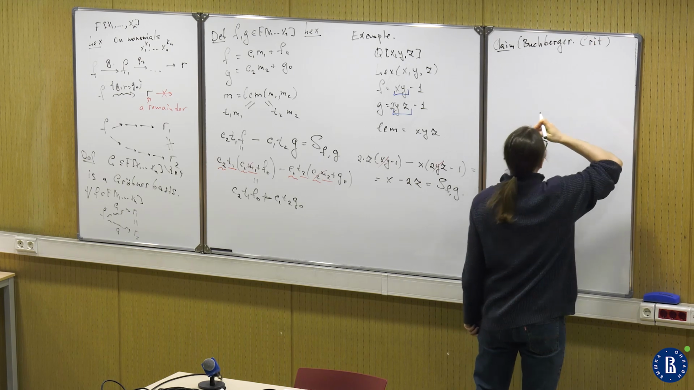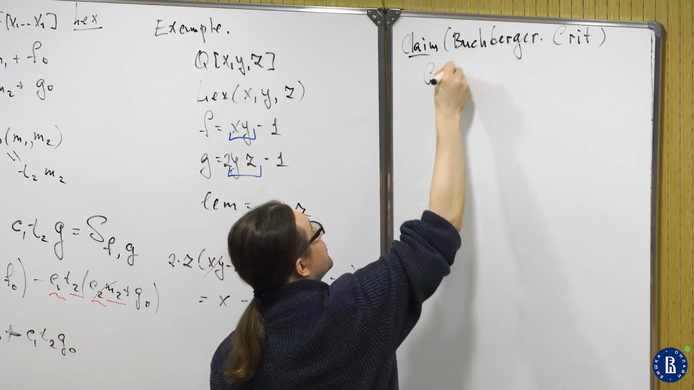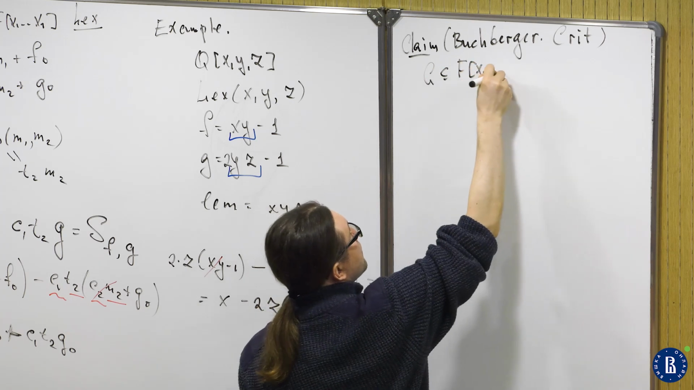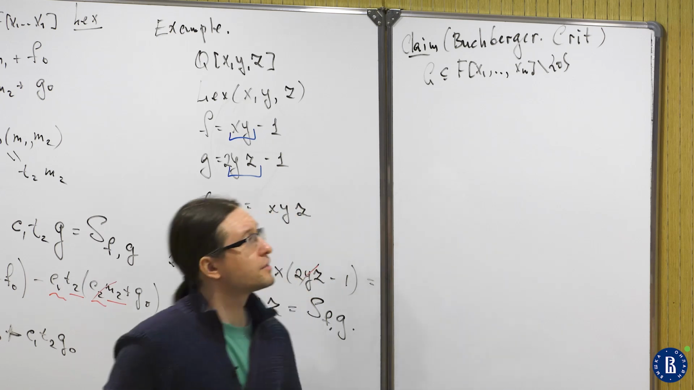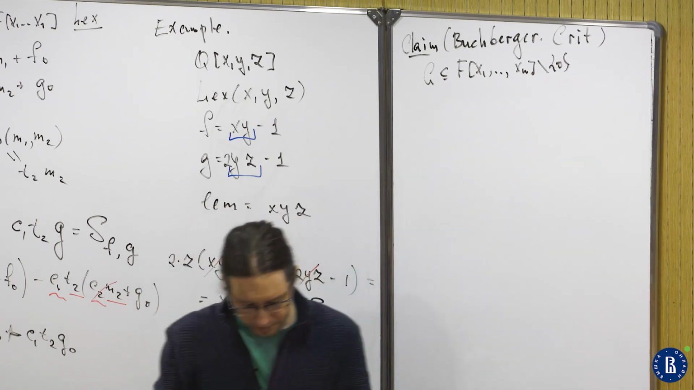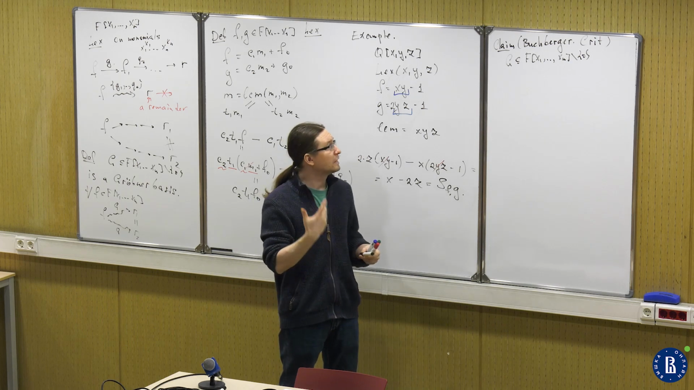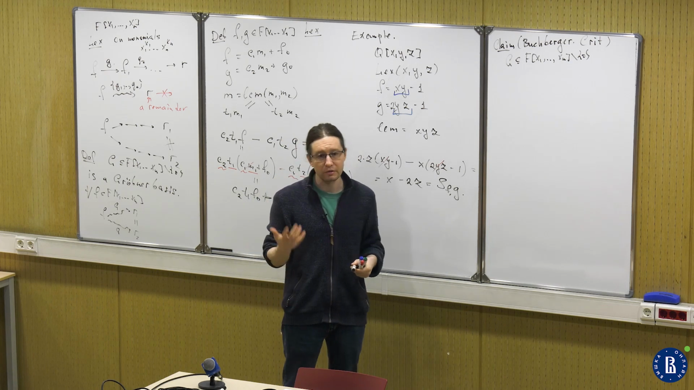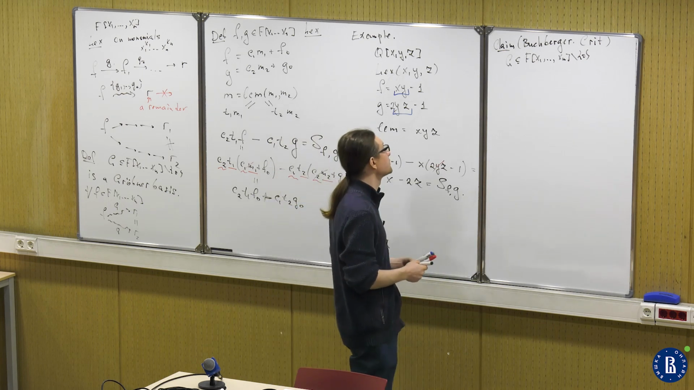The Buchberger criterion. So what do we have? We have a set G of non-zero polynomials. The reason why I have this assumption that all the polynomials are non-zero is because I want to find a leading monomial of every polynomial in G. If a polynomial is 0, there is no leading monomial, so it doesn't make sense.